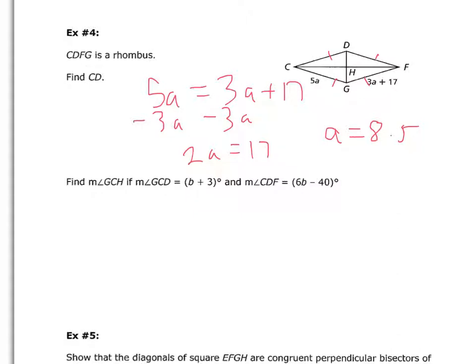So if we wanted to find CD, we just have to plug 8.5 into any of our other segment lengths. So I'm going to use 5A. So we have 5A, but if we substitute in our 8.5, what would that give us? 42.5? And since all side lengths are congruent, your CD side length would also be 42.5.